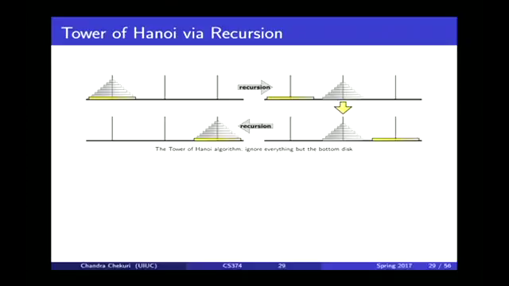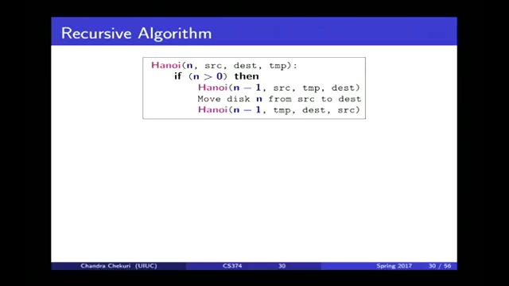So to solve a problem of size n, what am I doing? I'm solving two problems of size n minus 1, and then I'm making one more move, the big disk. You can write the code recursively: Hanoi(n, source, destination, temp). 1 is the source, 3 is the destination, 2 is a temporary peg that I'm allowed to use. So what is it?